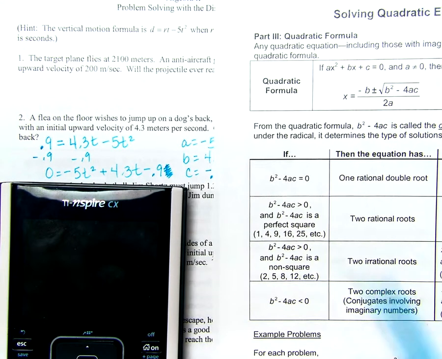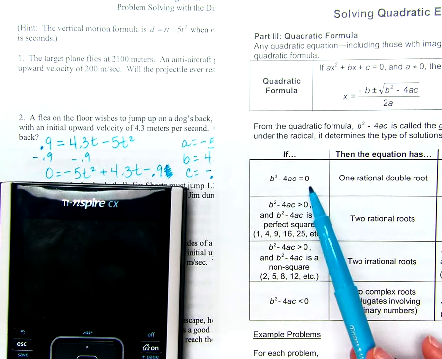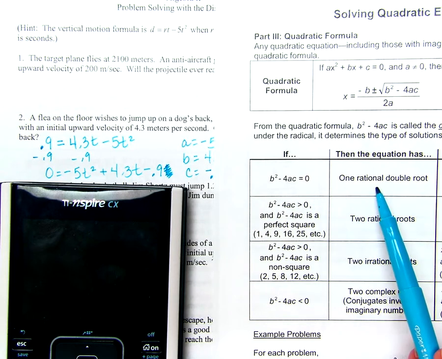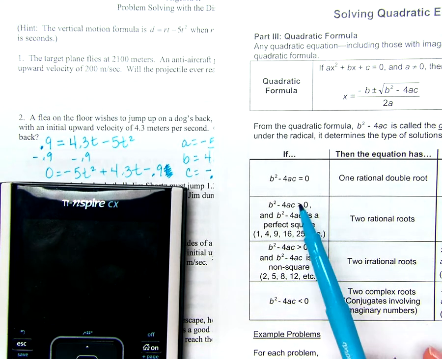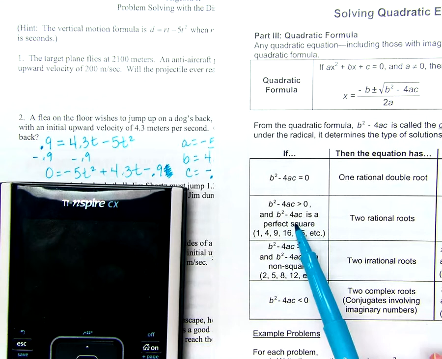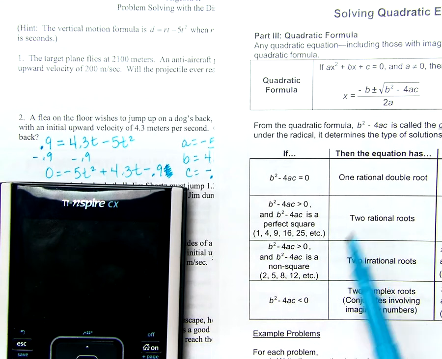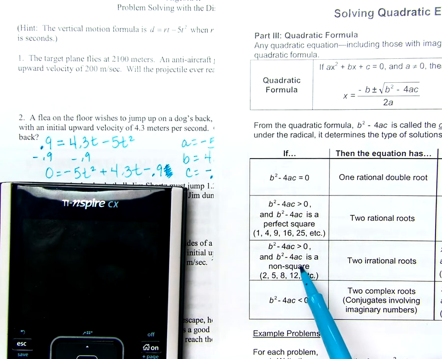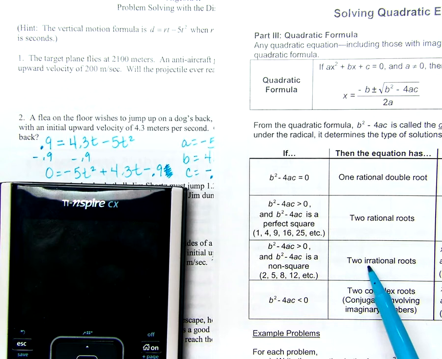You remember this table that we looked at? If it was 0, there was 1 rational double root. If it was positive but a perfect square, there are 2 rational roots. If it's positive and not a square, it's 2 irrational roots. And if it's negative, there are 2 complex roots. So here's a practical application of this chart that we had to work with for a couple days.